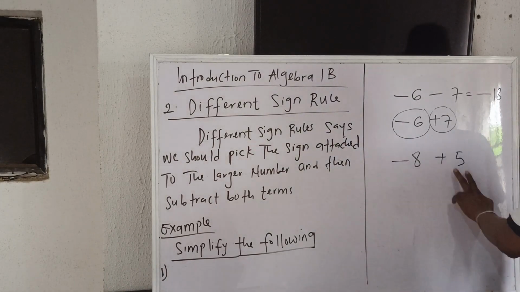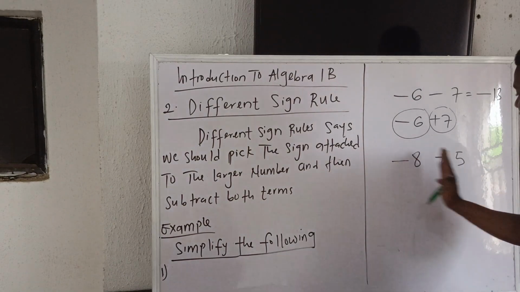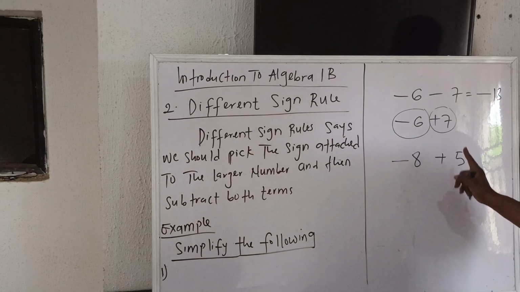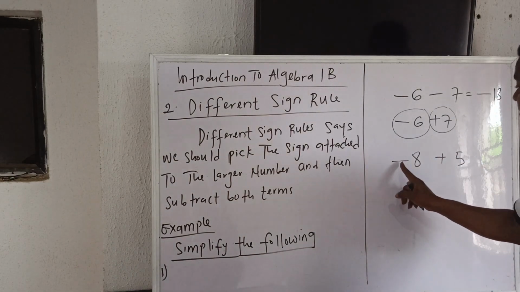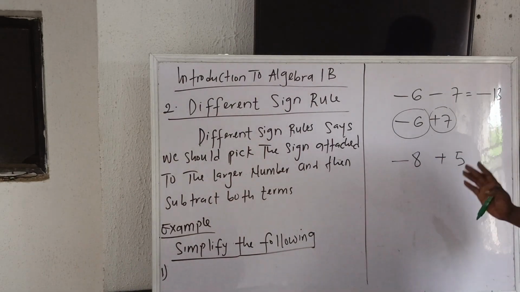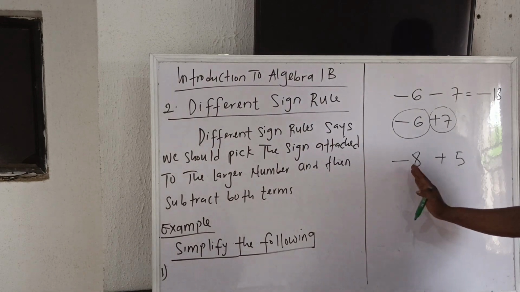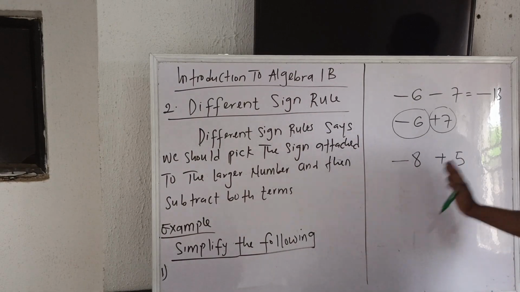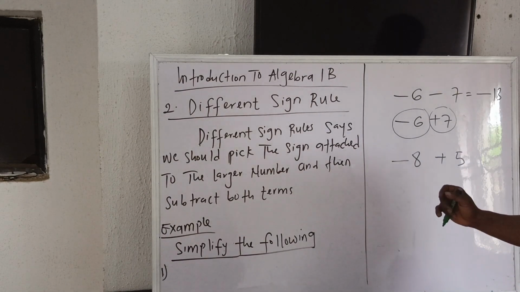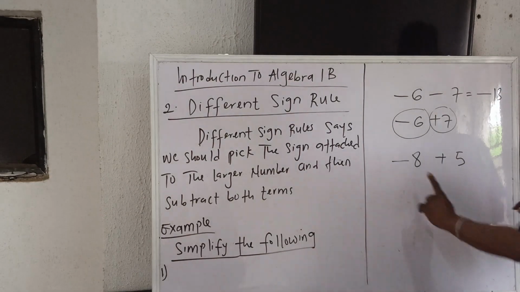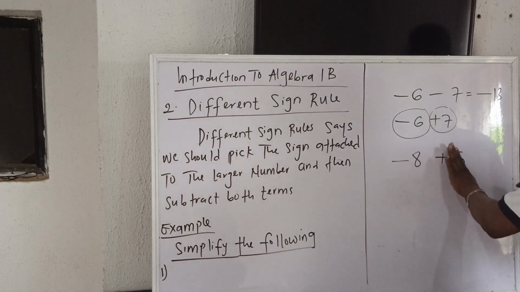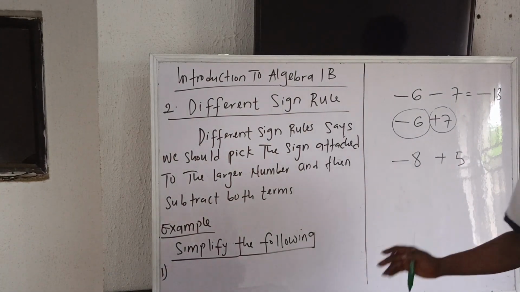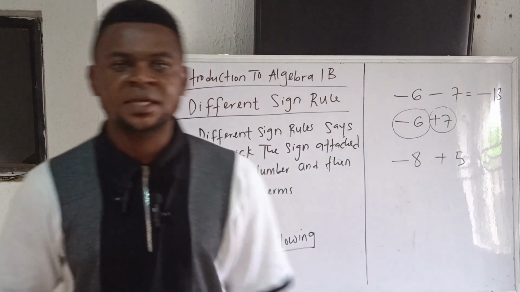If I have -8 plus 5, ignoring the minus and ignoring the plus, 8 and 5, which one is greater? 8 is greater than 5. Then I'll ask myself, what is the sign attached to 8? Minus. Then I'll pick minus. But ordinarily, if you ask in mathematics that between -8 and +5, which one is greater? Definitely +5 is greater than -8 with the signs. But this time around, I am not considering the signs. I'm only considering the digit, which is just 8 and just 5. So 8 and 5, 8 is greater. Then I'll pick the sign attached. So this is what I'm going to be doing for the different sign rule.